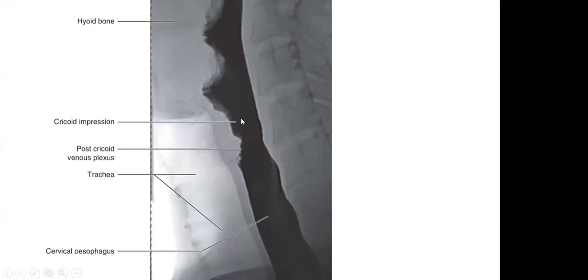This is the lateral view of the esophagus. It shows first the cricoid impression, indicating the beginning of the esophagus. And also there's an indentation from the cricoid venous plexus. And this is the cervical esophagus. Lateral view of the barium swallow.